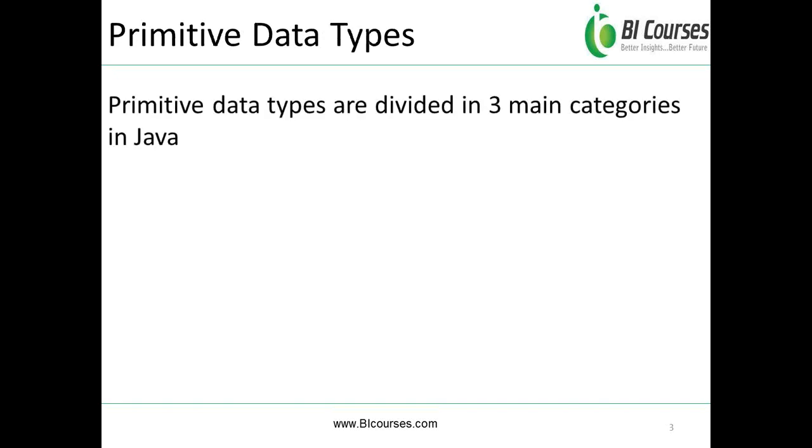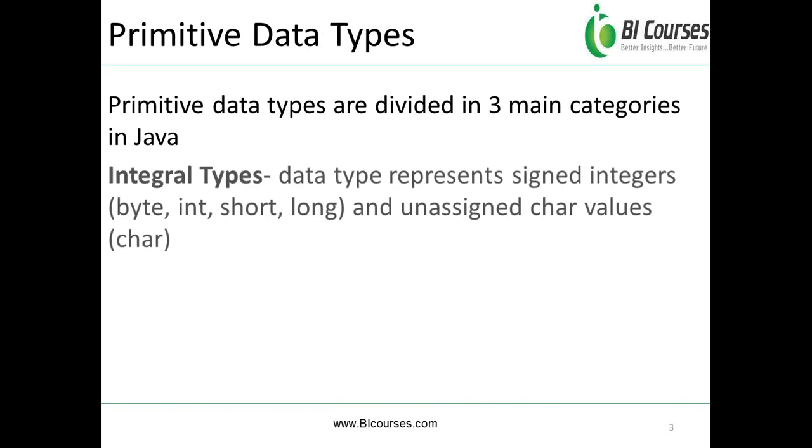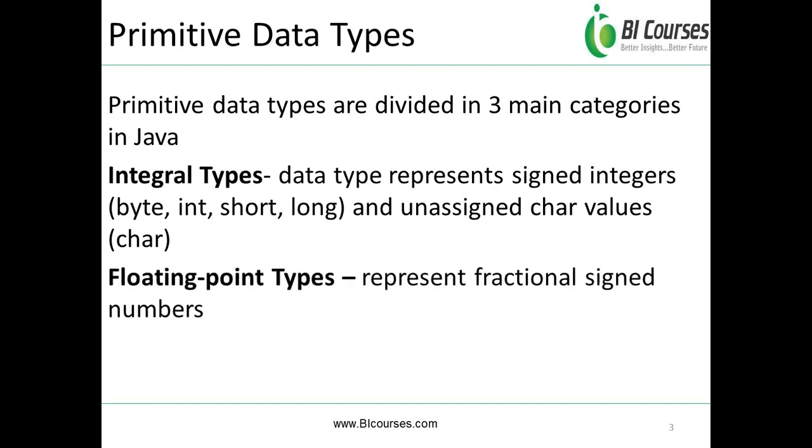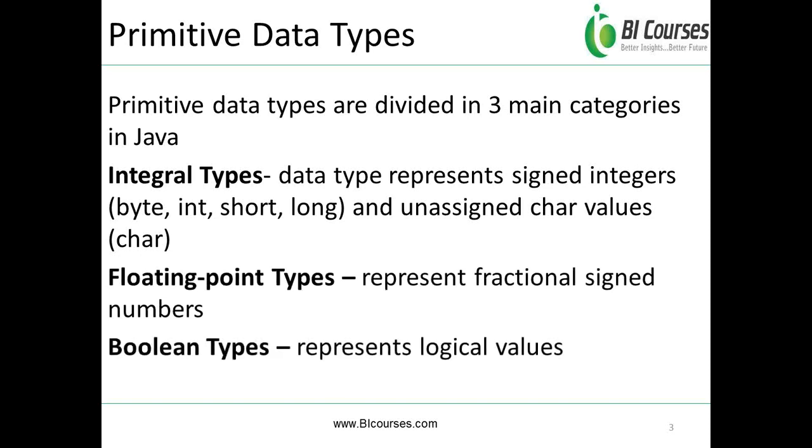Primitive data types are divided mainly into three categories. First one is integral types, which represent signed integers like byte, int, short, long, and also unsigned character values. Then floating point types, like decimal numbers, which represent fractional signed numbers. And Boolean types, which represent logical values, true and false.